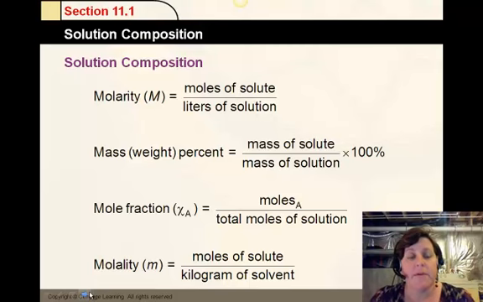If we want to talk about solutions, there's lots of different ways to talk about units of concentration. We've already talked about molarity, which is moles of solute per liters of solution. Then there are different ways to talk about those relationships between solute and solvent. We have mass percent, that's the mass of the solute over the mass of solution times 100. Mole fraction, and you can see the symbol for it, is the moles of that particular component divided by the total moles of solution, and that number will always be less than 1, by the way. And then molality, which is moles of solute per kilogram of solvent.